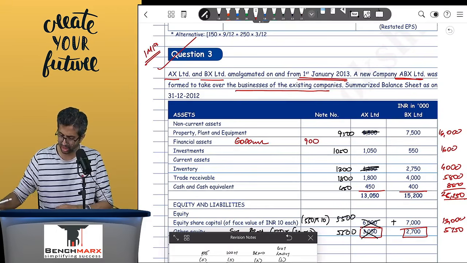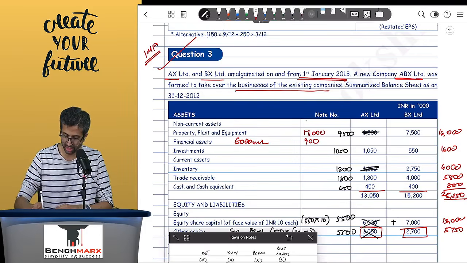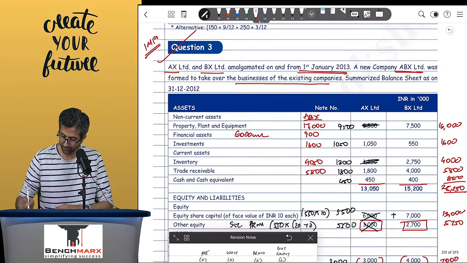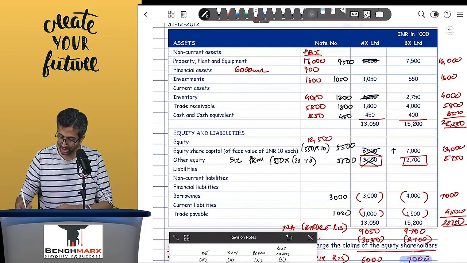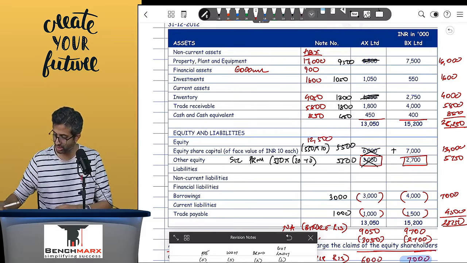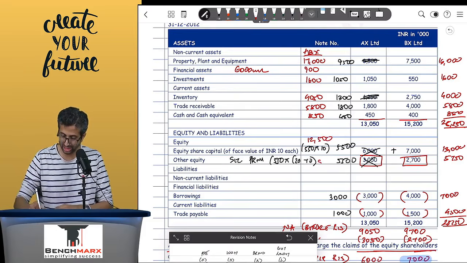The moment you have done that, other than that, you will have 7,500 plus 9,500, which will come to, let us say, 17,000 in my ABX balance sheet ultimately. Then you will have 1050 and 550. This is 1600. Inventories will be, I think, 4050. This is 5800. This is 850. Share capital, probably if you total up, this is 12,500. Reserves, if you total up, this is 2700, existing reserves of B, plus 5500. So this is 8200. These loans will be 7,000 over here and 2,500 over here.